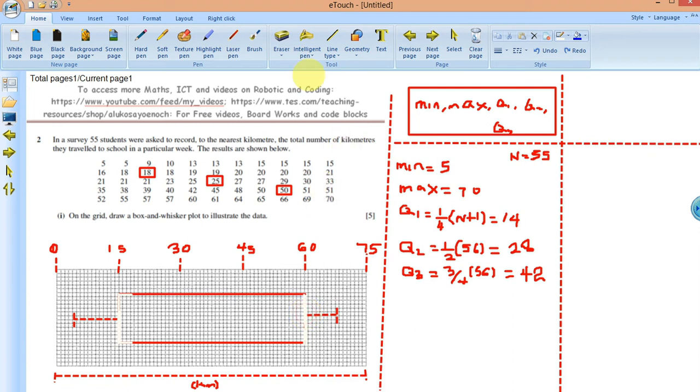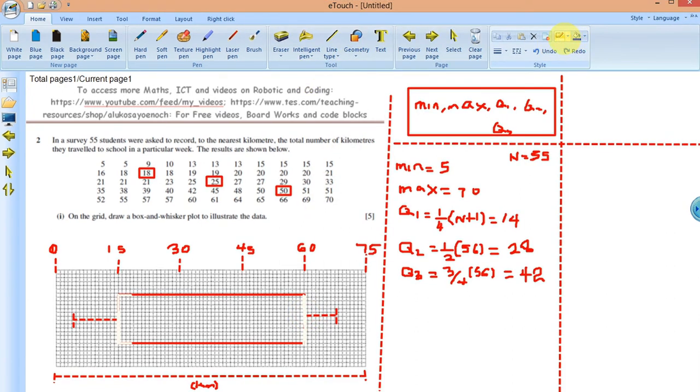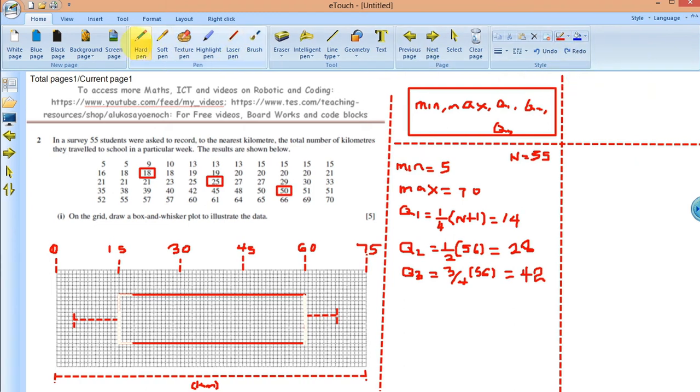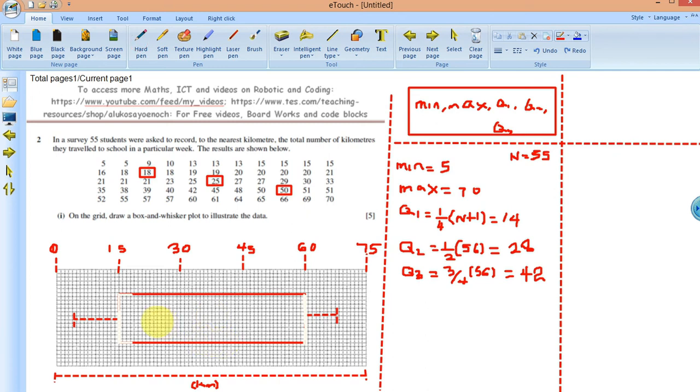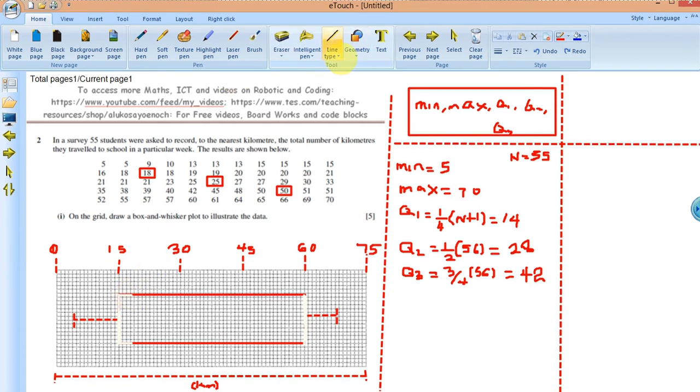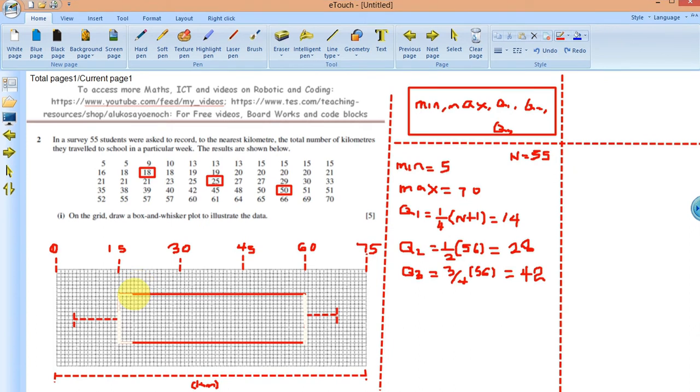So let me go ahead and take red back. I think it's this color. Okay, so let's continue now. 18. So this should be 18. You can take how many boxes, something like that. So I need a line. So 18, that is the lower quarter, Q1, 18.